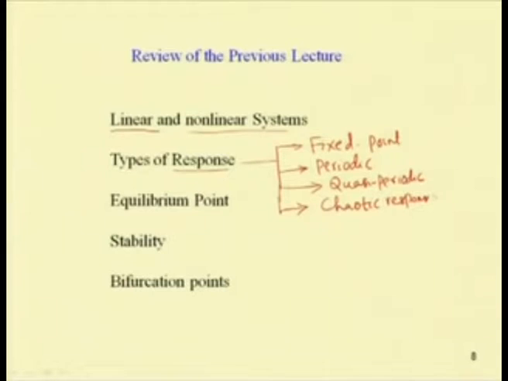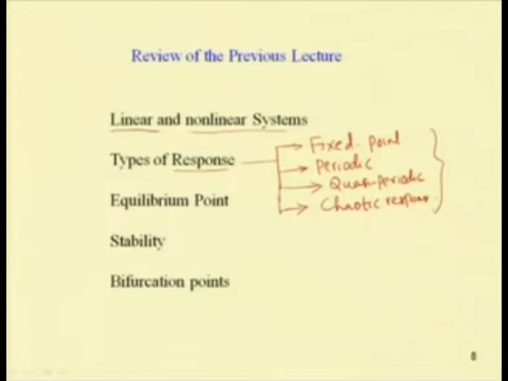We have discussed the equilibrium points in case of the steady state response. As the steady state response is independent of time, we can find the equilibrium position by putting the time dependent term equal to 0 and finding the response of the system. The response may be fixed point, periodic, quasi periodic and chaotic. In case of periodic response, the response may be harmonic or other types of periodic response, but other periodic responses can be reduced to the harmonic response.